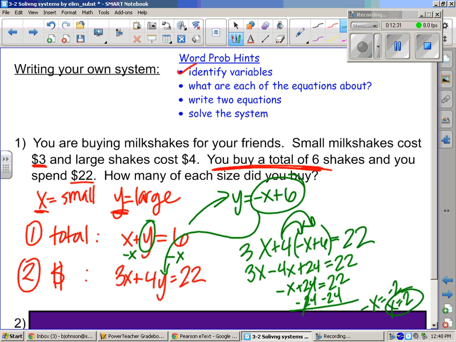That's one answer. That's how many small milkshakes I got. So you mean we're not done yet? No, we're not done yet. We need to know small and large. But remember, if I bought 2 smalls, I need to know what y I would have to get a total of 6. So I'm solving the equation 2 plus y equals 6. Subtract my 2 and we get 4. The solution is 2 small and 4 large.